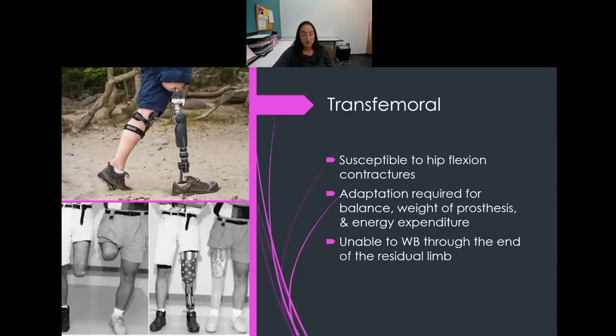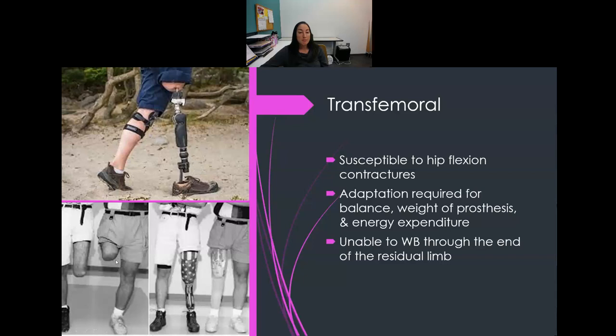With a transfemoral amputation, the patient is susceptible to hip flexion contractures. So you have to be really careful about stretching out their hip flexors, about working on strengthening hip extensors. Even in this picture, this guy with the longer residual limb looks like he has some really good extension. It's just hanging down, even with the other leg. But the guy with the shorter limb, it looks like he's in a little bit of hip flexion.